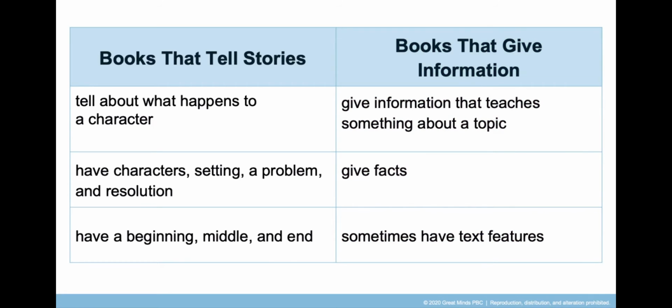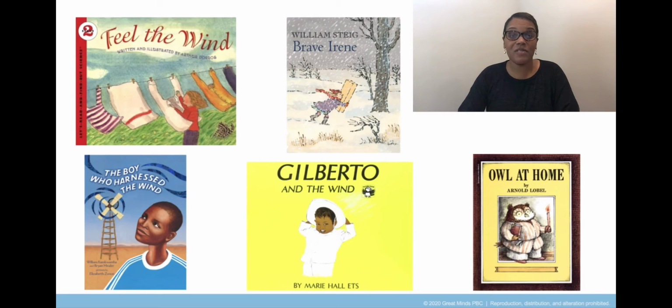You will read both types of text during this module, and now you're going to look at the covers of the books to help you make a prediction about the book's genre, or about what type of books they are. Here are the titles of the books we will explore during this module. Feel the Wind, Brave Irene, The Boy Who Harnessed the Wind, Gilberto and the Wind, and Owl at Home.